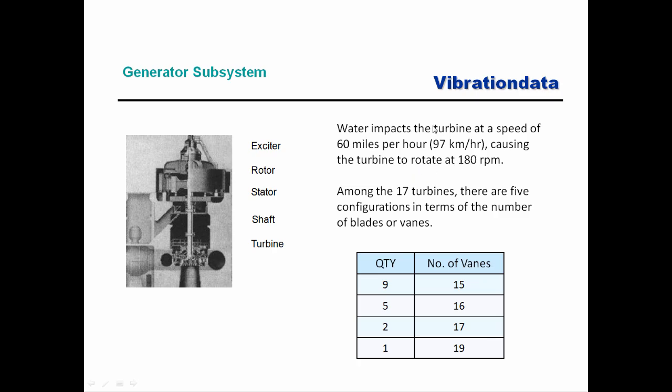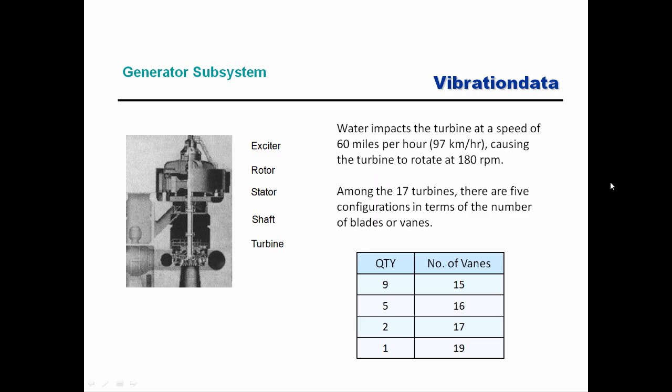It turns out there are a number of different turbine designs and models within the Hoover Dam. The most common one, there are 9 units that have 15 vanes. That's the turbine vanes down in this portion. There are 5 units that have 16 vanes, 2 units that have 17 vanes, and 1 unit with 19 vanes. There are actually 2 other smaller turbines as well, but these are the 17 main primary turbines.